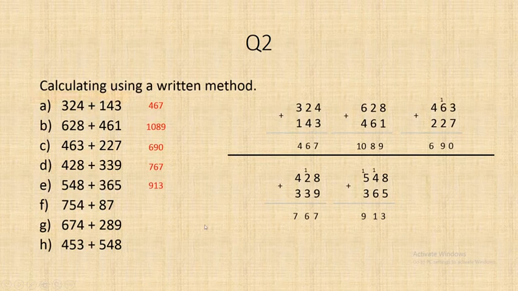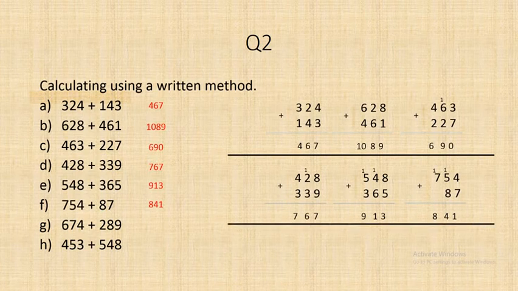Okay, so the number F, it's 754 plus 87. 4 plus 7 equals 11, so 1 and carry up 1. 6 plus 8 equals 14, so 4 and carry up 1. And 7 plus 1 equals 8, so the answer is 841.